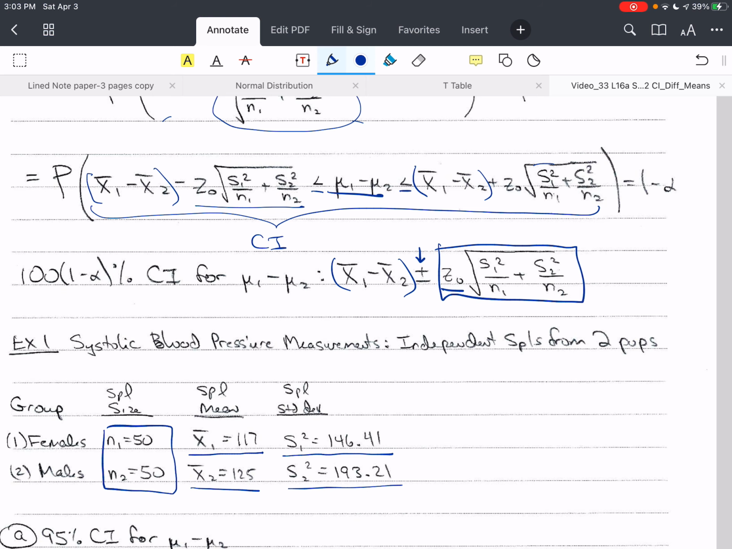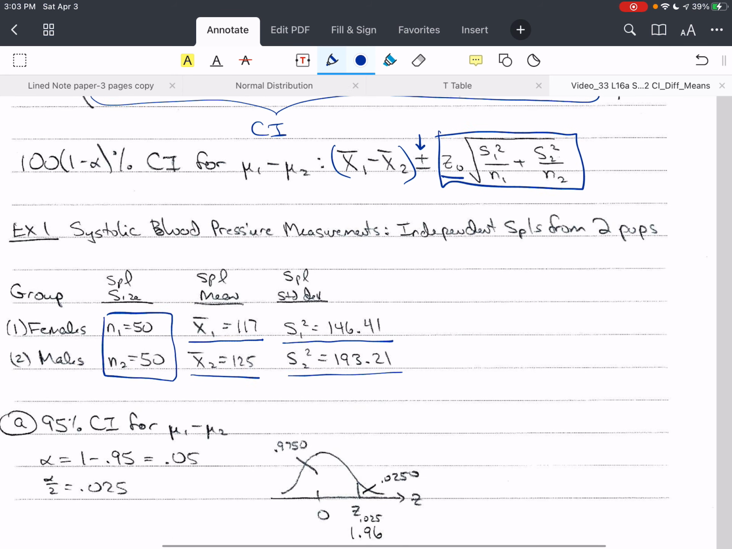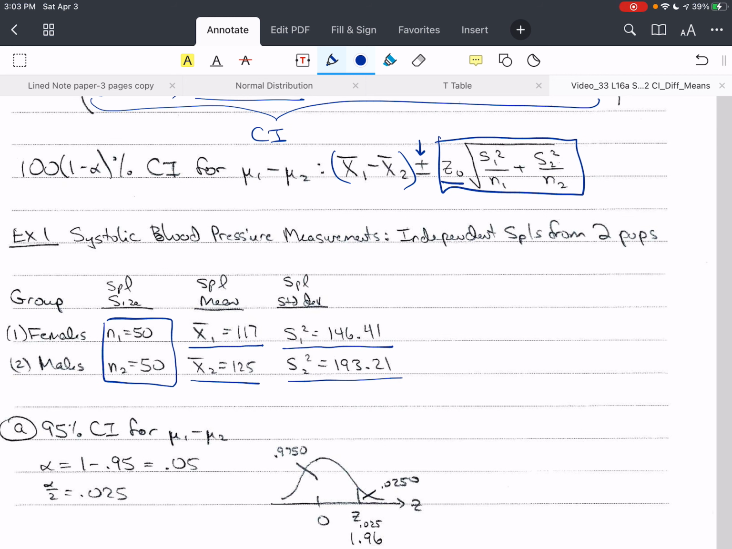Okay? And so there it is. And we want to find the 95% confidence interval for mu1 minus mu2. Now, the first thing that we can do, these are very similar steps. So the first thing we need to do is find alpha. And remember that this quantity is C, which in decimal form is 0.95. And so alpha equals 1 minus C. So 1 minus 0.95 is 0.05.